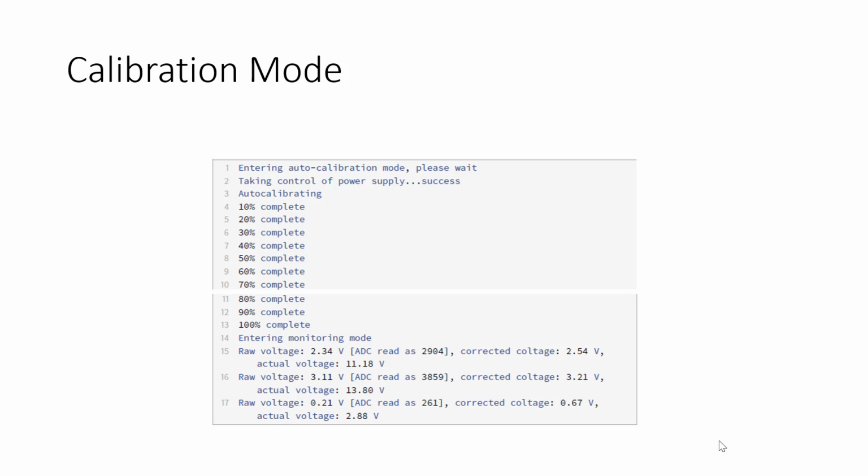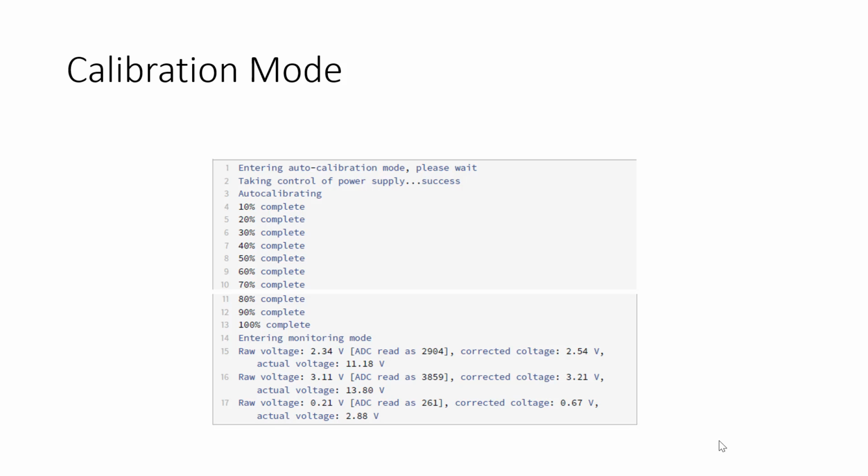Okay, so here's an example for an output. This is what you'd see in your console. Entering auto calibration mode, please wait. Taking control of power supply, success. Auto calibrating, you could print a little percentage complete. Of course, you don't need to, you'll see the voltage on the power supply. You'll have an idea of how far along you are by looking at the power supply, right? You can see that on the display. But you can also print a message here, and then entering monitoring mode, and then every second it'll print raw voltage, and then you can print the raw value from the ADC.